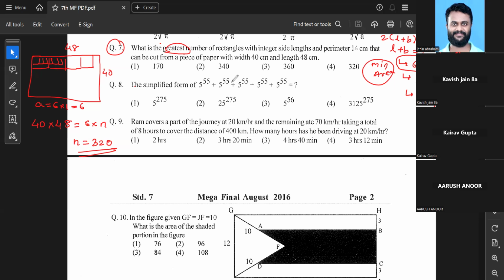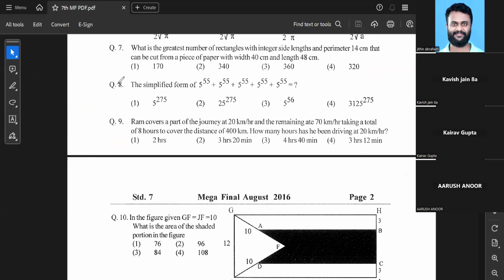Okay, let's proceed further, dear children. Eighth question, it's actually a very simple problem. Simplify. Can anyone give me the answer to it? So, third option. Option 4. Sir, 5 raised to 56. Option 3, correct. It's basically 5 times 5 raised to 55. That is 5 multiplied by 5 raised to 55. That gives you 5 raised to 56.